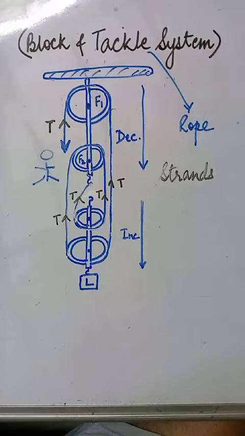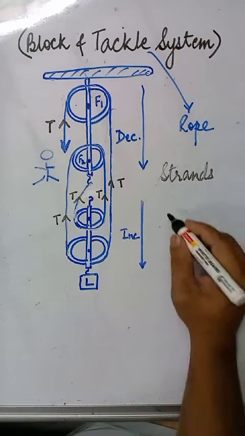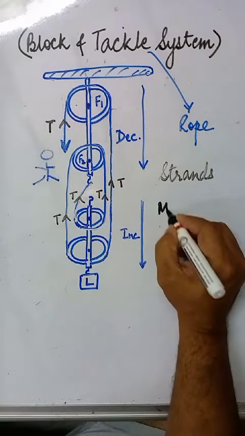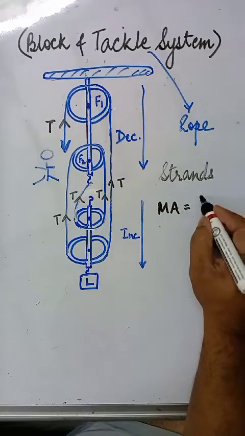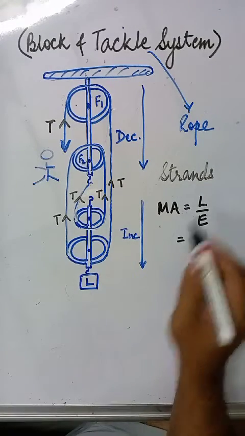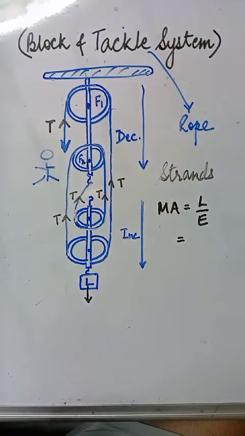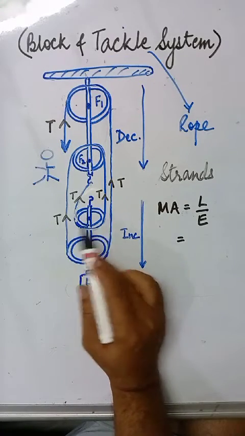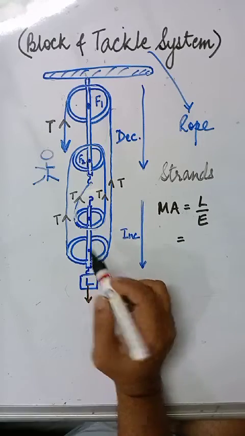5. Now coming to the understanding of the word mechanical advantage. Let's say we have the mechanical advantage of this particular block and tackle system. The formula is load upon effort. Now load is this load, so it is pointing down. Load has to be expressed in terms of the number of parts of the tackle which are supporting the load.